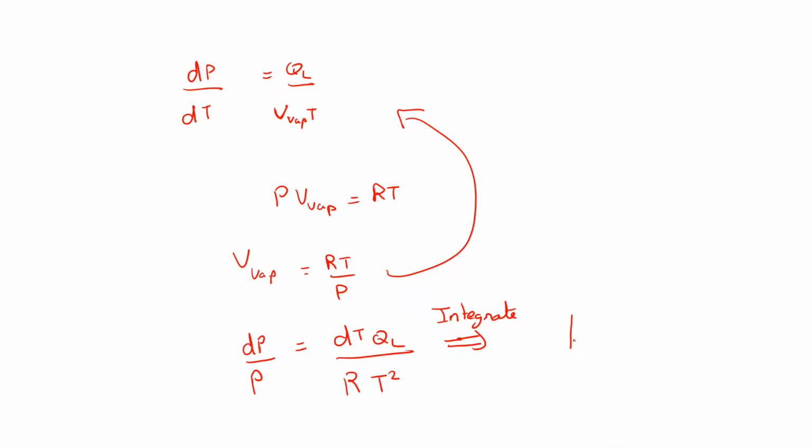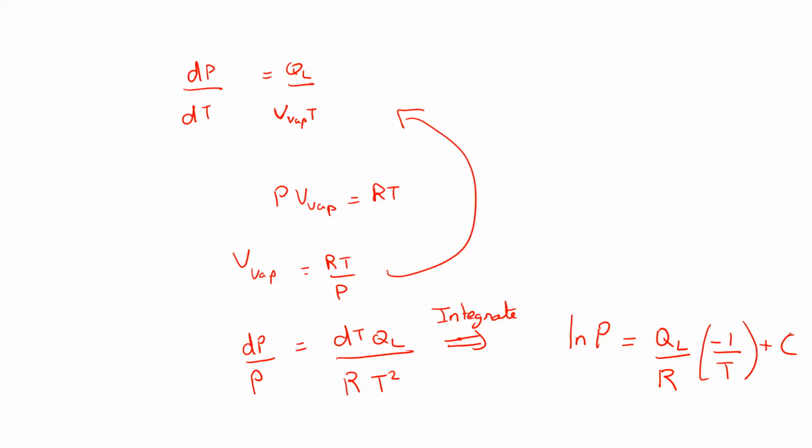So ln of P, and on the right hand side QL and R are constants. So just integrate dT by T squared. QL and R are constants, so they get pulled out of the integration, and for the remaining part we get minus 1 by T, plus of course the integration constant C.